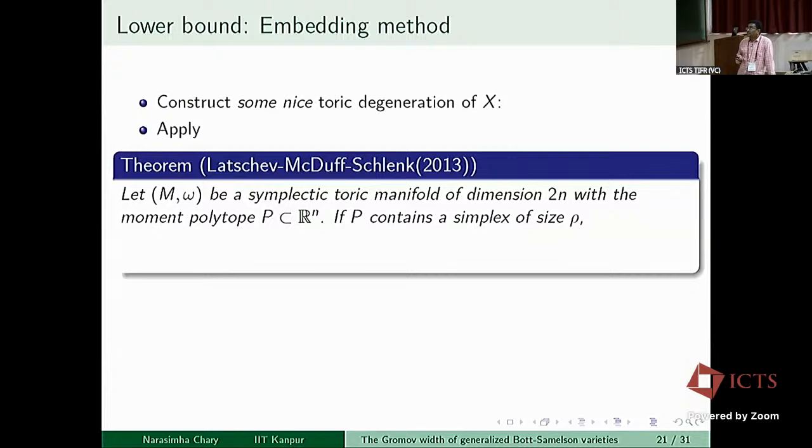This comes again in terms of combinatorics. You want to find a nice toric degeneration of your given variety X. Once you have that, you can reduce to the case of toric manifolds. For the toric manifold case, you have a nice momentum polytope. Now you look at the simplex of size rho. If you have a simplex of size rho inside your momentum polytope, then the Gromov width is lower bounded by this rho.